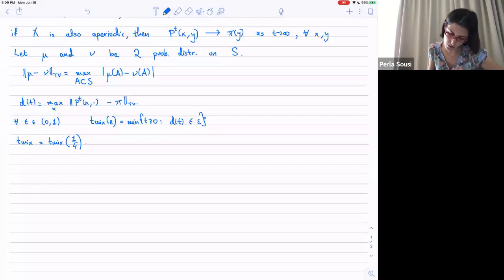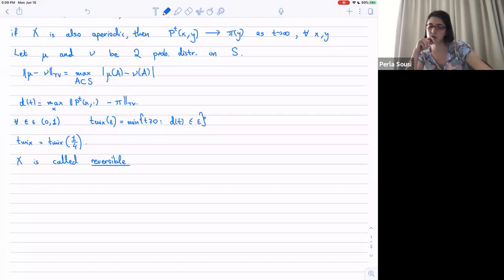And let me also recall the definition of reversibility. So X is called reversible if, when started from stationarity, whether it runs forwards or backwards in time, we can't tell them apart. Running the Markov chain backwards or forwards in time, the two are statistically indistinguishable.